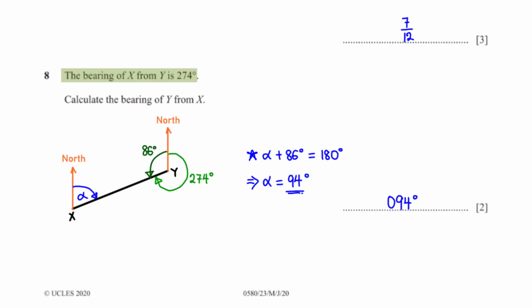The bearing of x from y is 274 degrees. Calculate the bearing of y from x. We've been given the bearing of x from y as 274 degrees. When we subtract this angle from 360 degrees, we get this angle here as 86 degrees. We've indicated the bearing of y from x as alpha. Since these two angles are interior angles, which means they add up to 180 degrees, we have alpha plus 86 degrees equals 180 degrees. When we make alpha the subject, we get alpha equals 94 degrees.